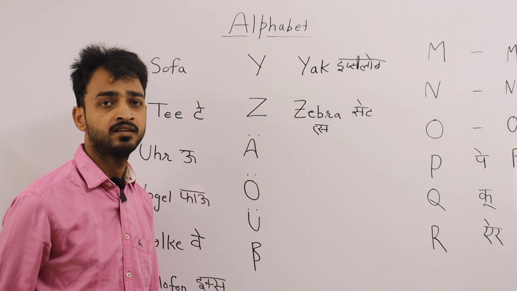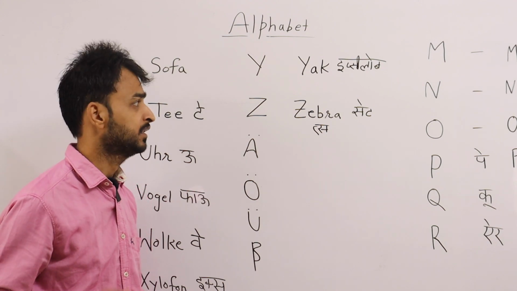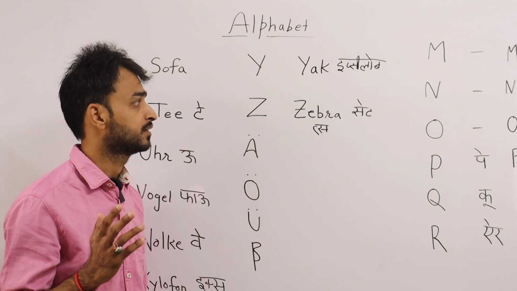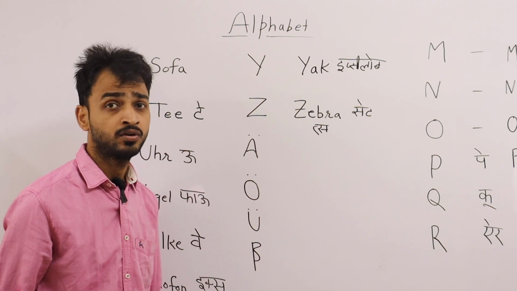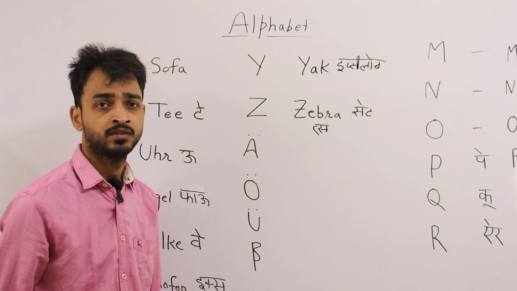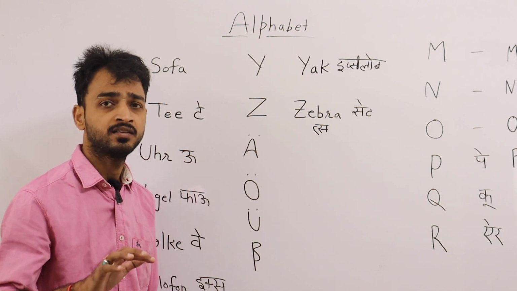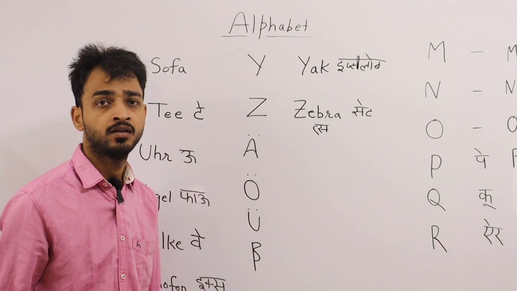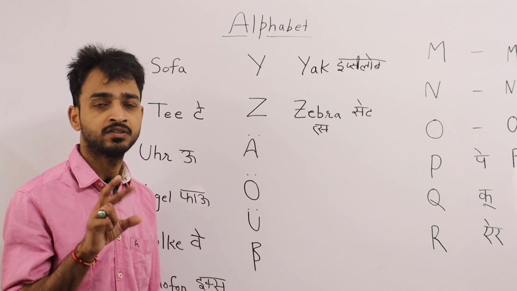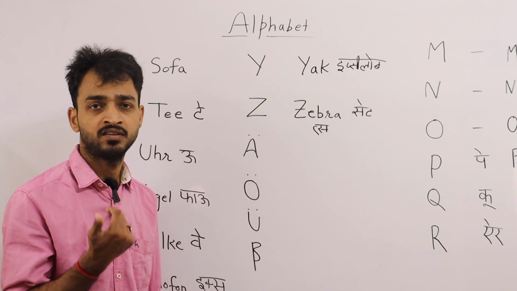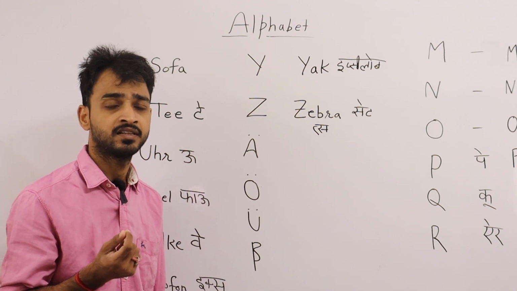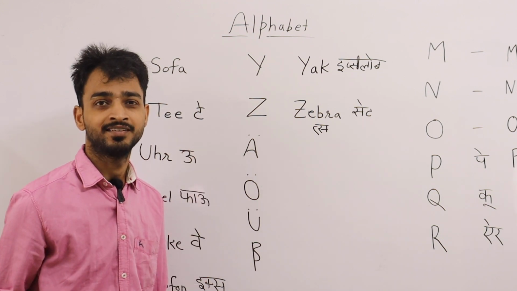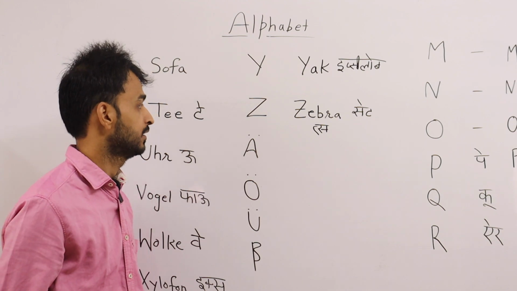Ypsilon is the name of Y. And Z, Zett, but the sound is different. With Z, the sound is Ts. Zebra. And with S, the sound is Z, like Sofa. So reverse the sound. Z takes the sound of S and S takes the sound of Z.